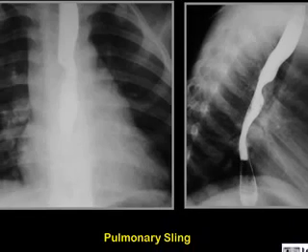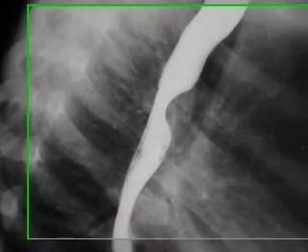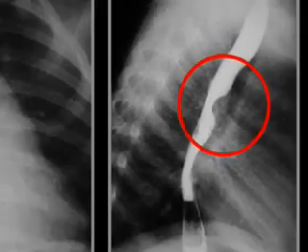And this is an example of a pulmonary sling. On the lateral view, we can see that there is an anterior compression on the barium-filled esophagus and a posterior impression on the air-filled trachea. There is something in between the trachea and the esophagus.